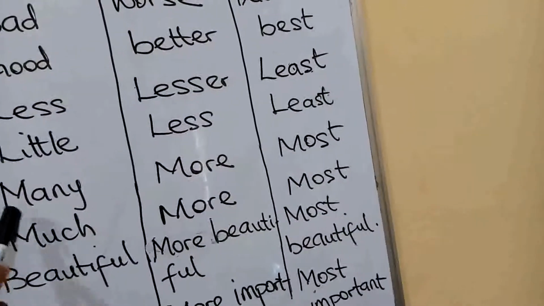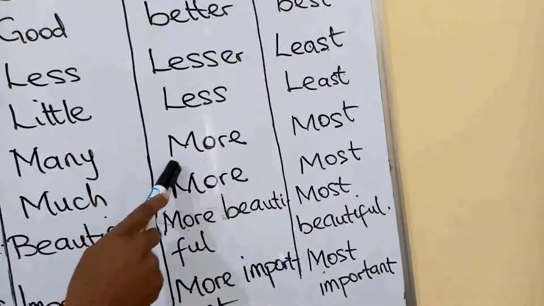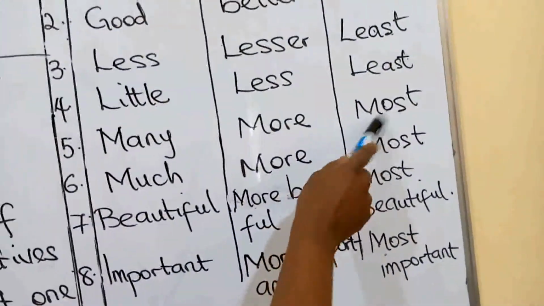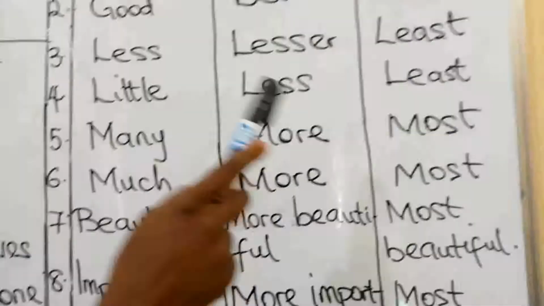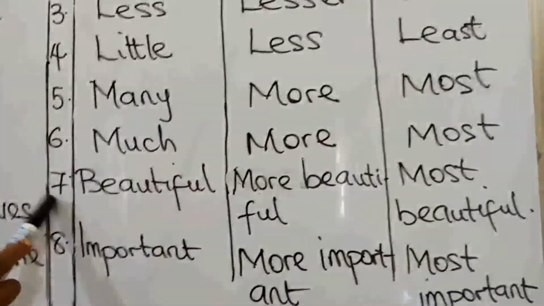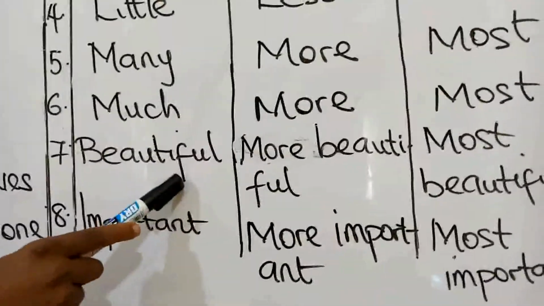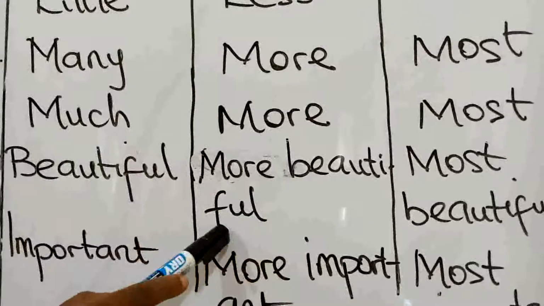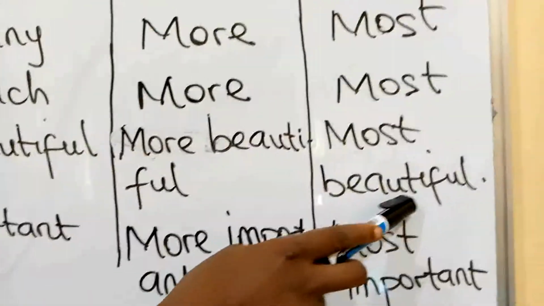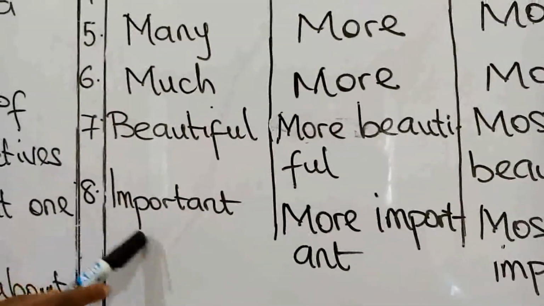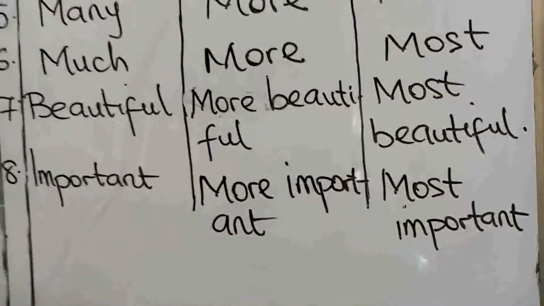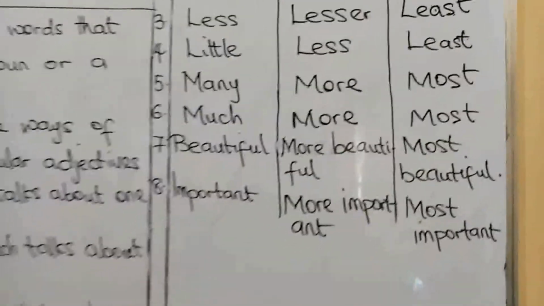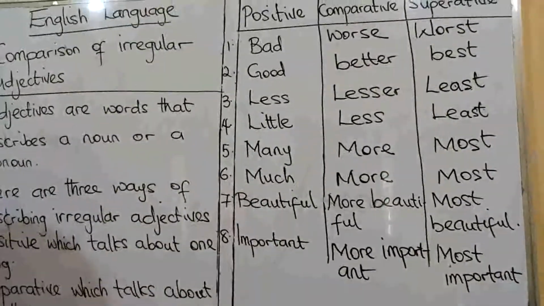Number 5, we have many. Comparative is more, and superlative is most. Number 6, much. Comparative is more, and the superlative is most. Number 7, beautiful. The comparative is more beautiful, and the superlative is most beautiful. Number 8, important. More important, most important. I hope you are finding the topic so interesting. Okay, now it's time for your own activity.